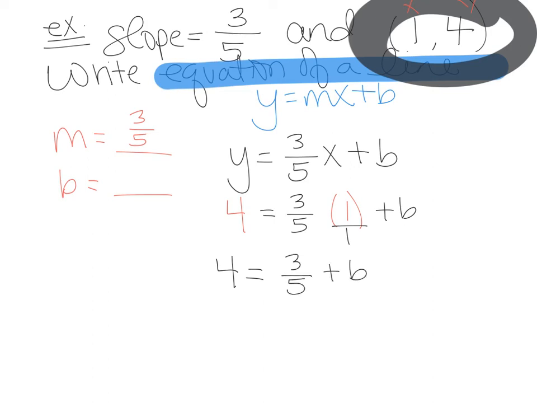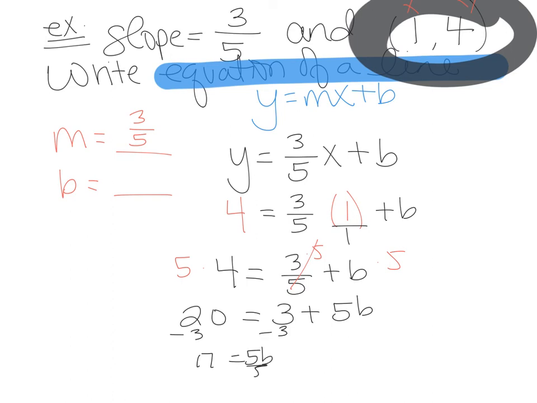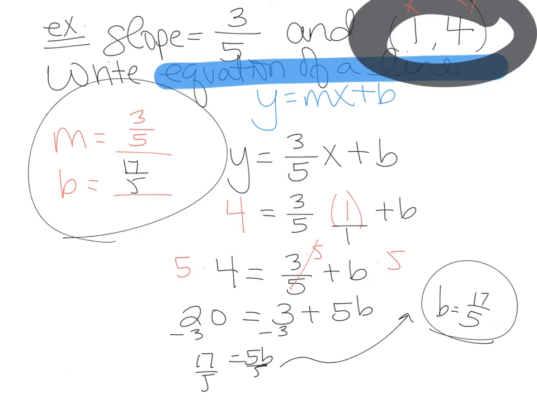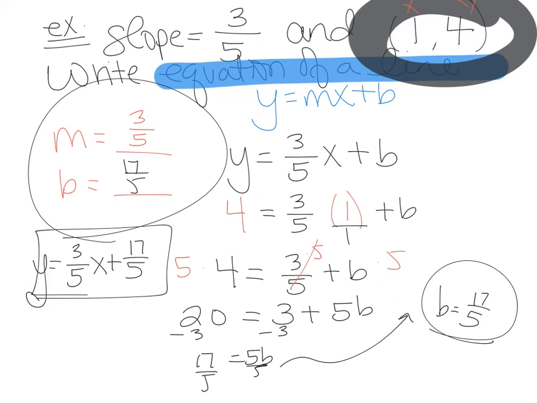And I've got to get rid of fractions. How am I going to get rid of fractions? I'm going to multiply everything by 5. So I have 20 equals 3 plus 5b. So what am I going to do first to get b by itself? Subtract 3. I have 17 equals 5b. Divide by 5. So b equals 17 over 5. Can I simplify this? Nope. Write it. Am I done? Nope. Write my equation. Y equals 3 over 5x plus 17 over 5. And I am done.